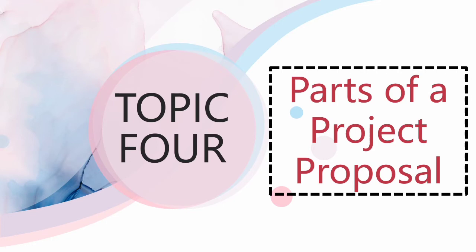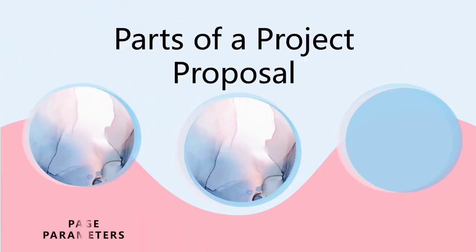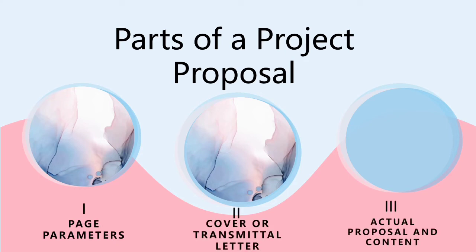So down to our last topic, parts of a project proposal. First is the page parameters, second is the cover or transmittal letter, and third is the parts of the actual proposal and its content. Page parameters are the size, font, margin, and spacing the proposal should be written in, for example, written on legal size paper, Palatino type size 10 font, 1-inch margin all over, single space, and we always encounter this.